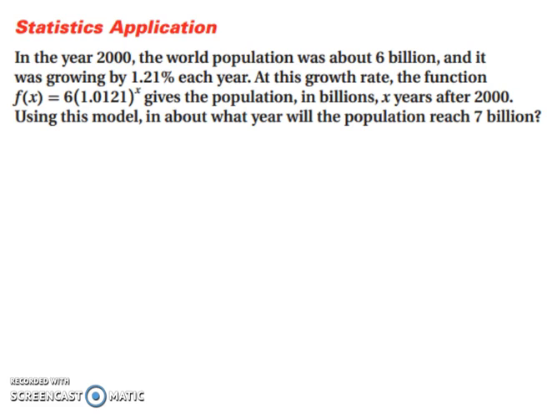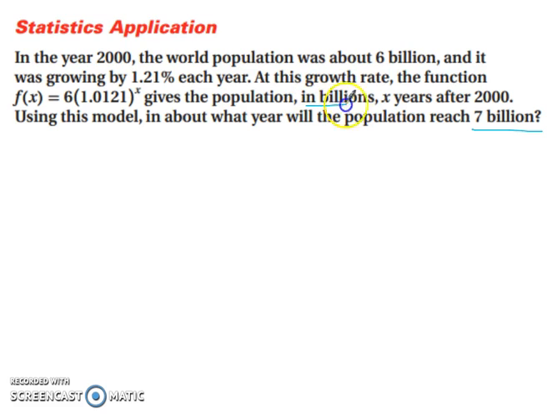So now let's look at a statistics application. In the year 2000, the world population was about 6 billion, and it was growing by 1.21% each year. At this growth rate, the function f of x equals 6 times 1.0121 to the x gives the population in billions x years after 2000. So we're going to use this model, and then in about what year will the population reach 7 billion?